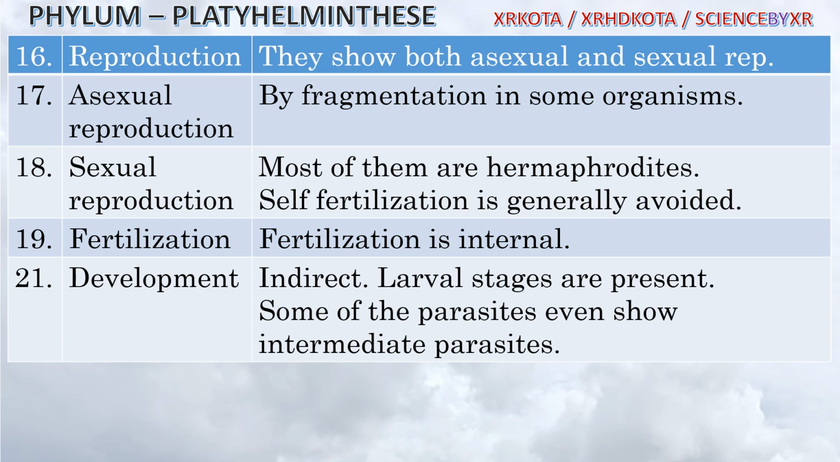Fertilization is internal. Larval stages are present. So the development is indirect. Generally, the life cycle even shows an intermediate host. Okay? Intermediate host. So that before entering into the real host, it has to pass through an intermediate host.